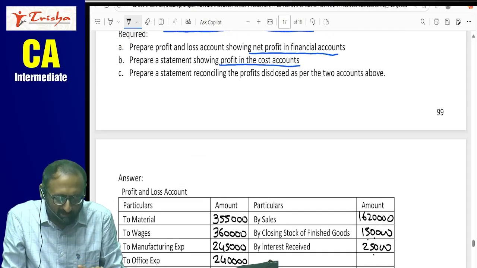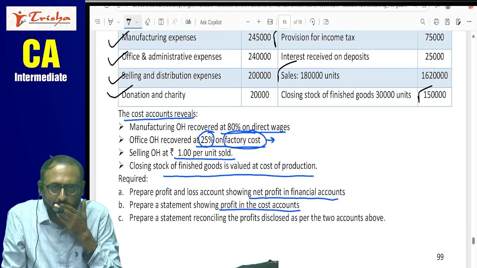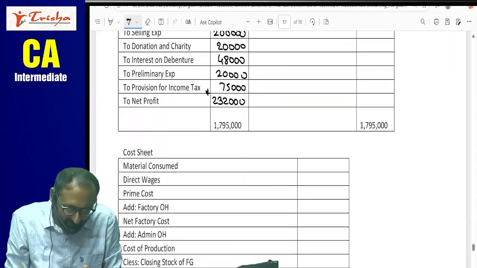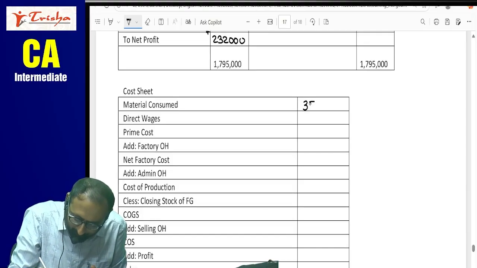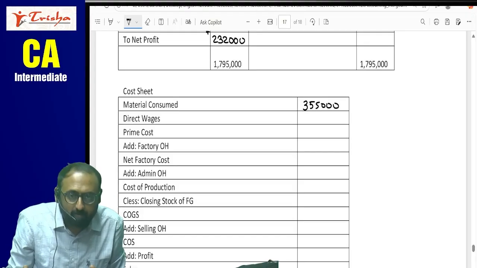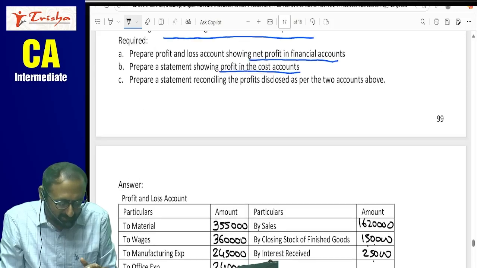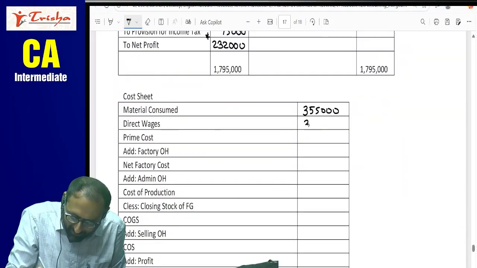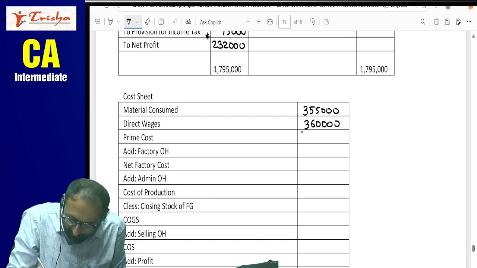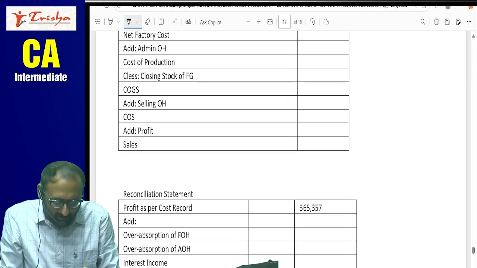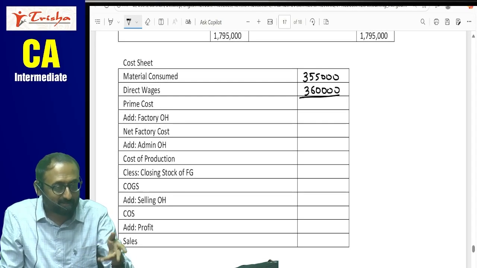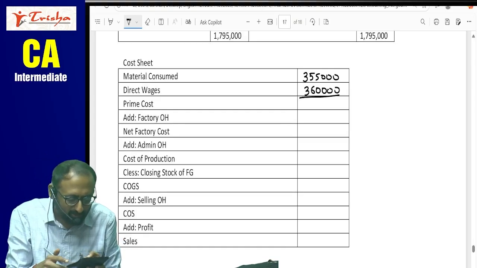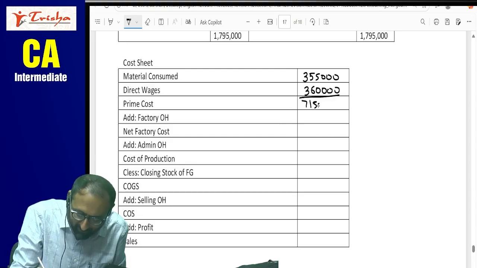Next one. Now I will prepare the cost sheet. Material consumed. 3,55,000 will be material consumed. Direct wages. Direct wages is given in the question, 3,60,000. Direct material plus direct wages is your prime cost. Please tell me how much is your prime cost. Fast answer. 3,55,000 plus 3,60,000. Your prime cost comes to 7,15,000. Correct, sir?